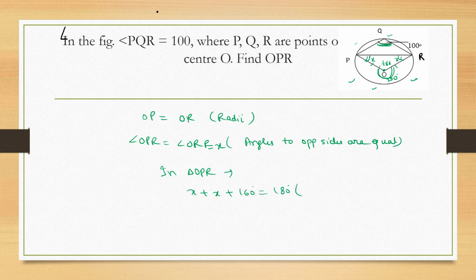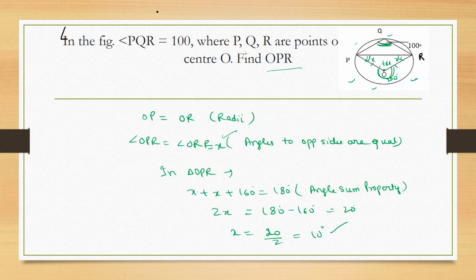Why? Angle sum property, which CBSE has told us is deleted. But here we can use it. Why? Because this chapter is different. So 2x, 180 minus 160 is 20. And x becomes 20 by 2, that is 10 degrees. But what we were asked to find out is OPR. OPR is x, so x is 10 degrees. We have got it. Let's move on to the next thing.